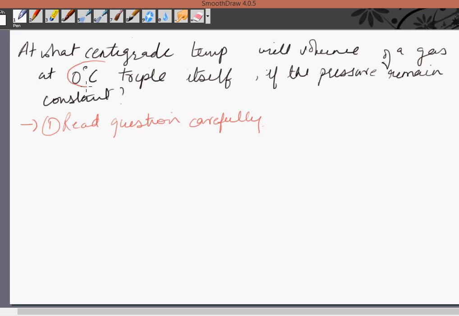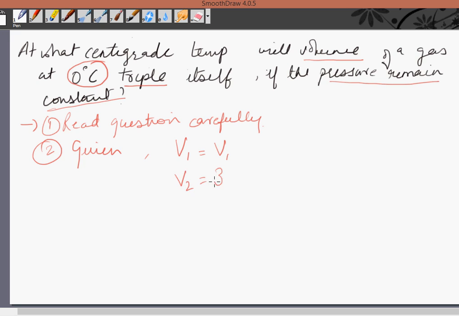So here what we have given: the temperature and the volume is tripled of the first. The pressure remains constant. Let's write down that is given part. What V is given? V1 is, for example, V1, and what is V2? V2 is triple of V1, right?